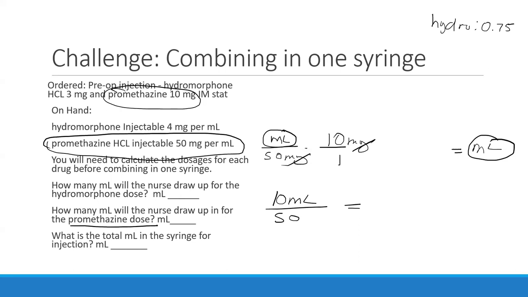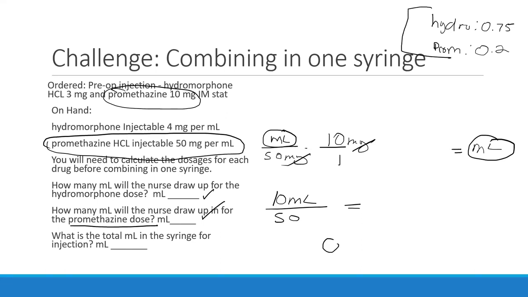So now I've got my, we'll just put prom. Okay, so we've done both of these, but is that all they asked me for? No. They said, what is the total mLs in the syringe for injection? So both of these can go inside the same syringe. So it's really asking us what is the total of these two?